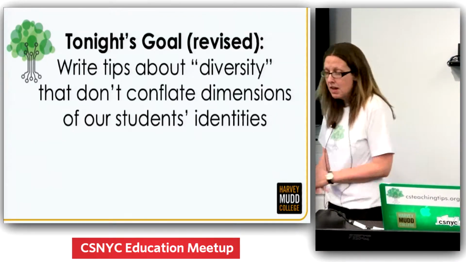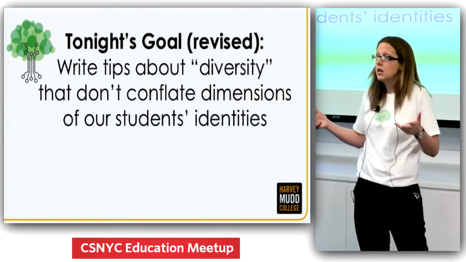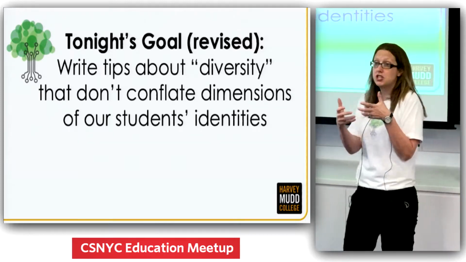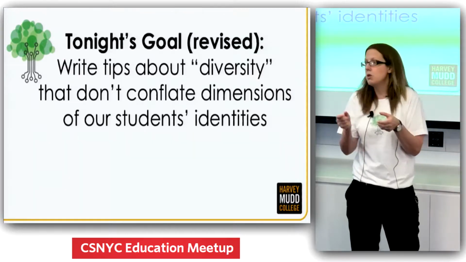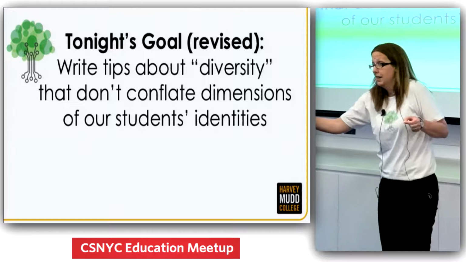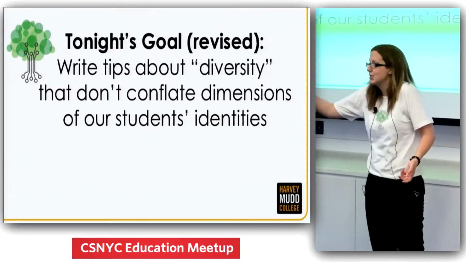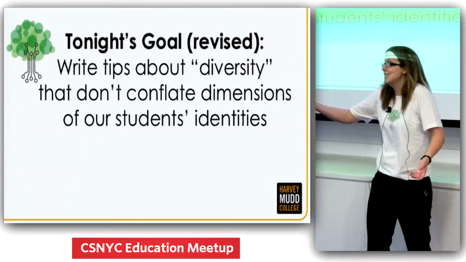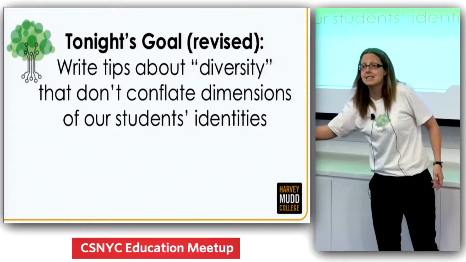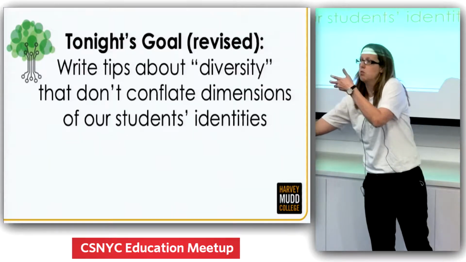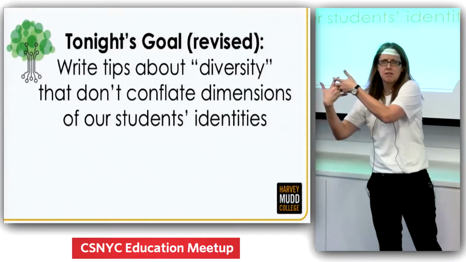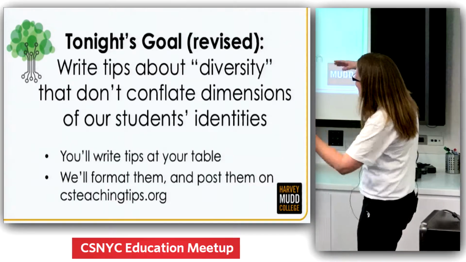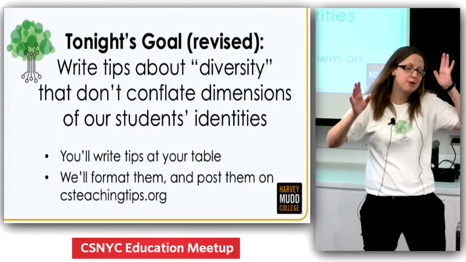But here's my plan: we're going to try to write tips about diversity, but in doing that, we're going to try not to conflate dimensions of our students' identity. So if they're interested in a particular type of music, let's write a tip about students who are interested in a particular type of music. And then a teacher can ask, are my students interested in this particular type of music? Because that's the relevant dimension we're trying to match our instruction to. Yeah? Okay. And again, you're going to write tips in little groups, and we'll format them. You don't have to worry about that. Okay.